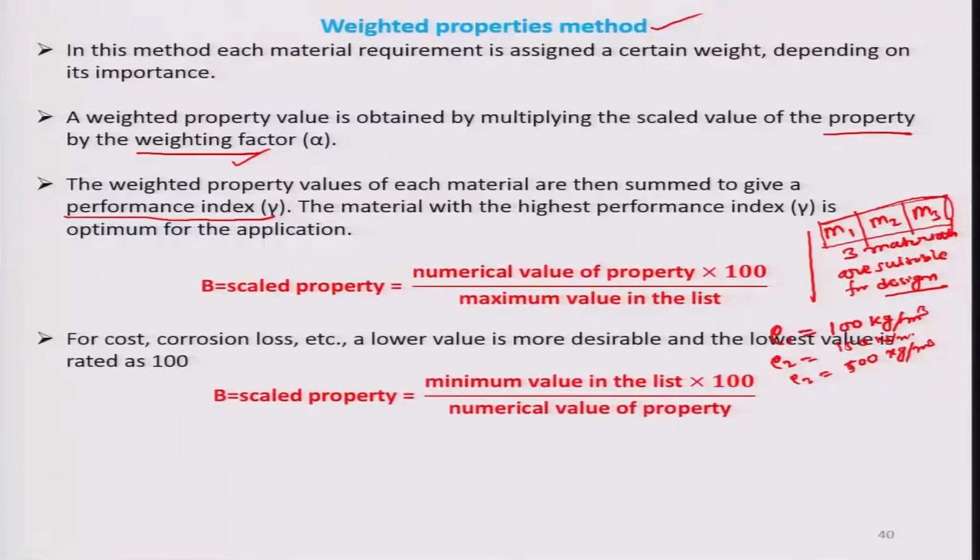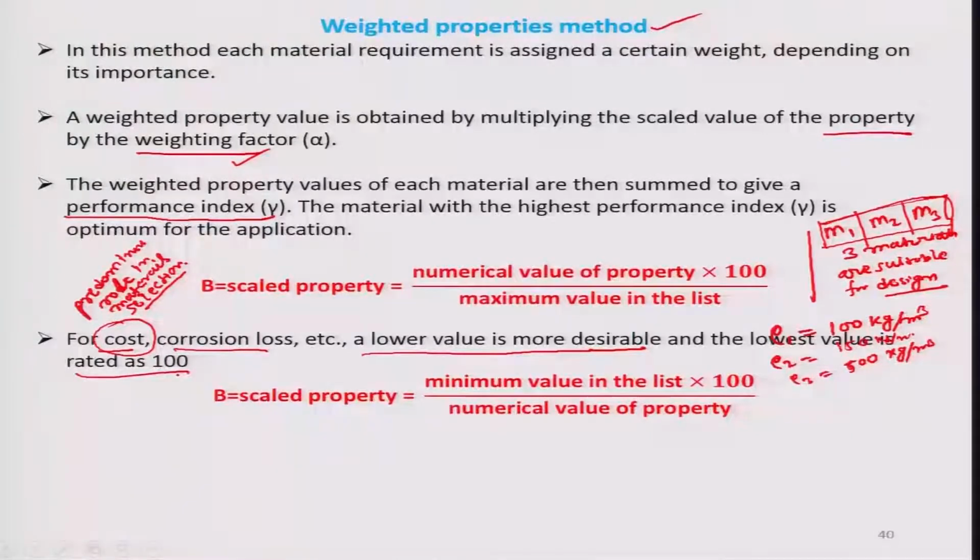Okay. Now, you can also scale your material based on cost, corrosion loss, etc. And you know, cost plays a predominant role in material selection. Okay. So, you can't ignore the cost of the material. So, on the basis of cost, what will be desirable? A lower value is more desirable, and the lowest value is rated as 100.